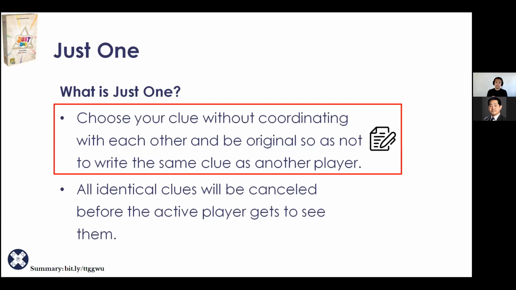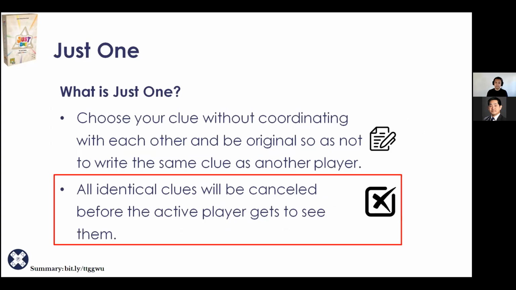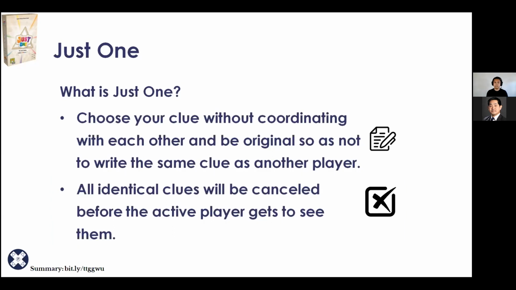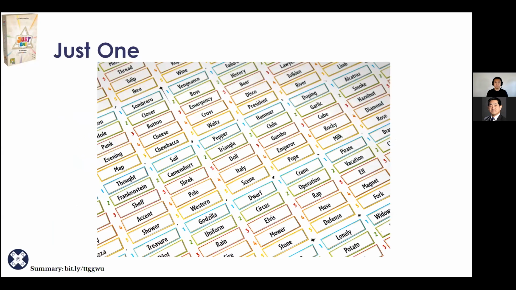And when you do that, you want to write a clue that is as original as possible. The reason is that if you write a clue that is the same word or similar word to another player, both of those clues cancel out, and the active player will not have the benefit of seeing those clues. And if you're a little confused right now, it's okay. I'm going to explain this in a little bit more depth.